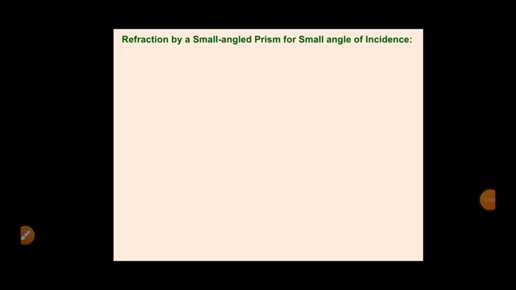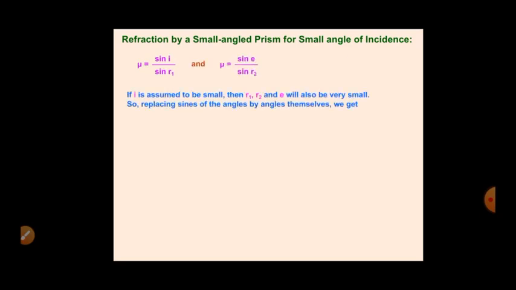Now you can see the refraction by a small angle prism for a small angle of incidence. For that, we have this formula at the two refracting surfaces. If I is assumed to be small, then R1, R2 and E will also be very small, so we can replace the sines of the angles by the angles themselves. Then I is equal to mu R1 and E is equal to mu R2, so I plus E will be equal to mu into A.